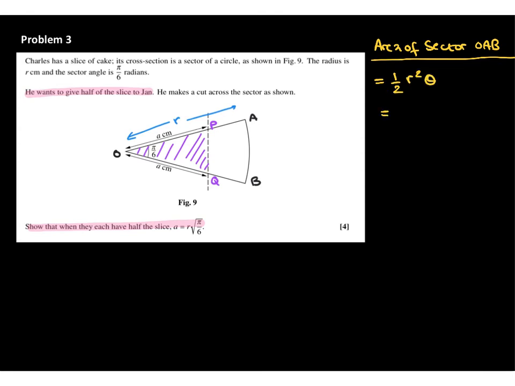That was very clear in the question. The angle is in terms of pi, and they've specifically said radians. So that's a half r squared multiplied by pi by 6, which simplifies to give us pi r squared over 12.